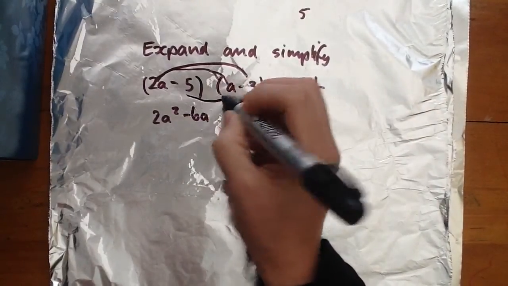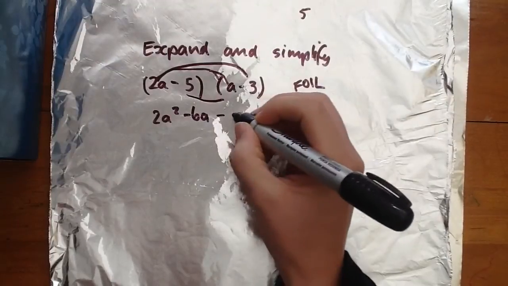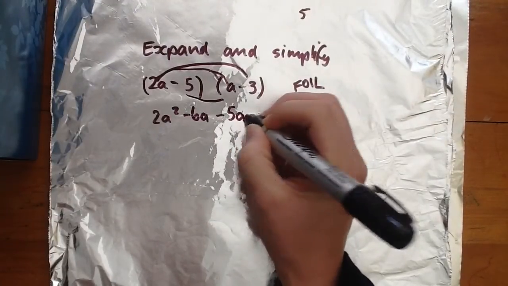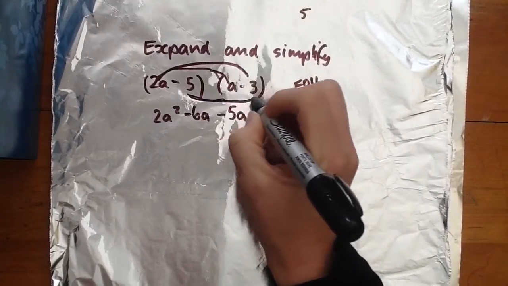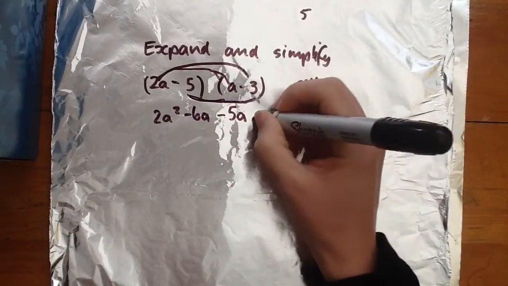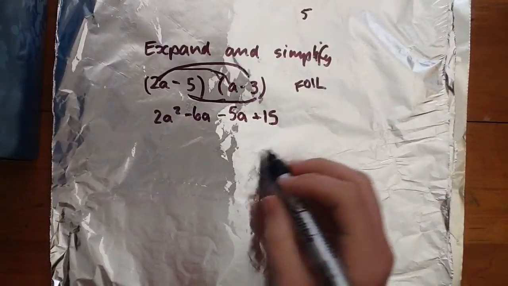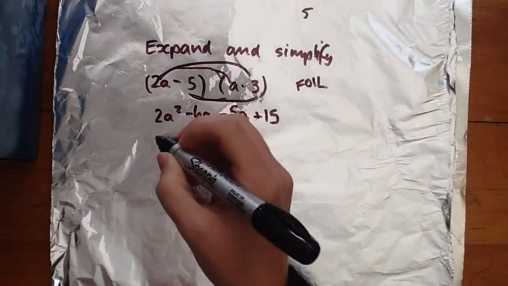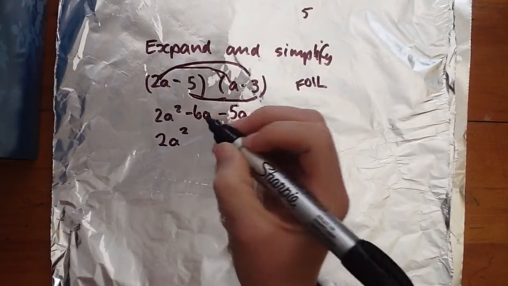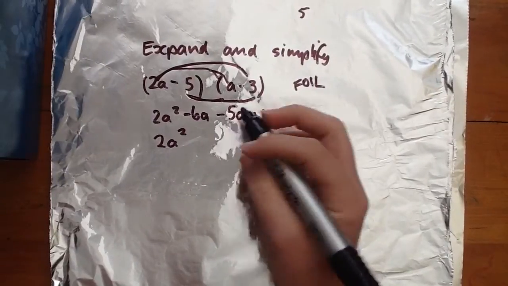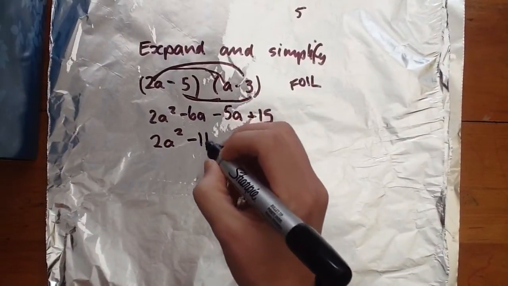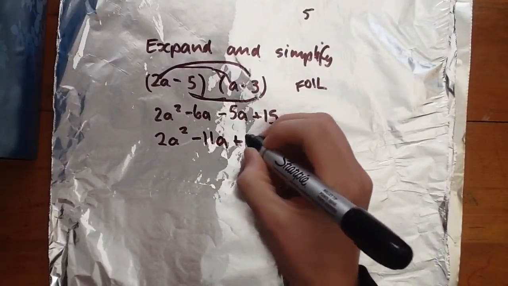Inside will give us negative 5 times a, which will give us negative 5a. And last will give us negative 5 times negative 3, which will give us positive 15. Then to simplify, we need to gather the like terms, which will give us 2a squared. We've then got negative 6a and negative 5a, so that will give us negative 11a plus 15.